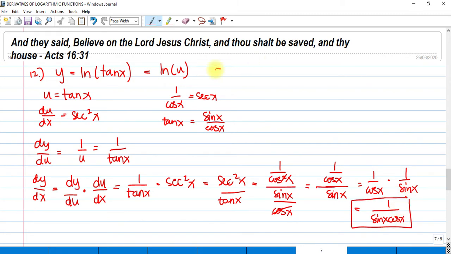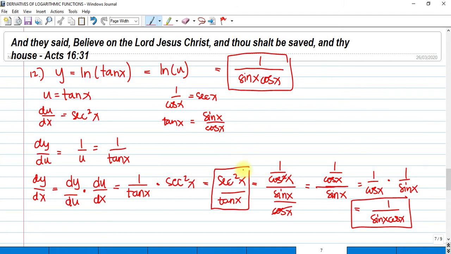Again, our answer is 1 over sine of x cosine of x. You can have this as your final answer. If you want it to be more simplified, this is our answer.